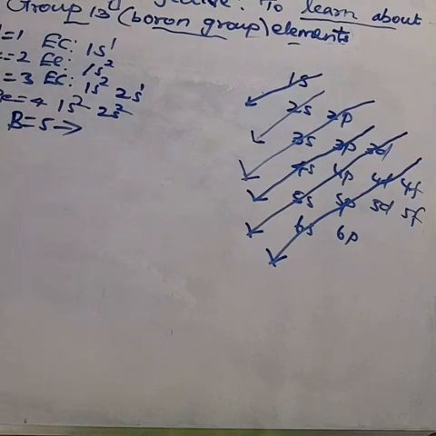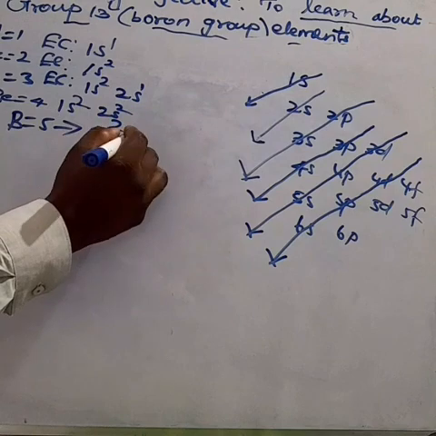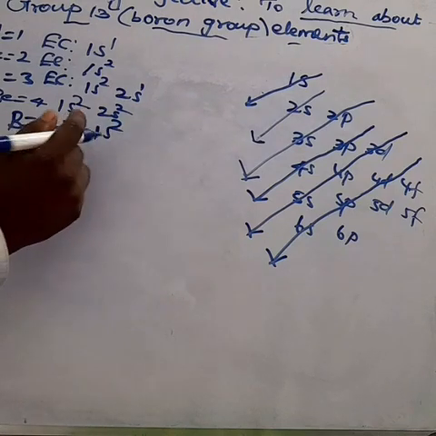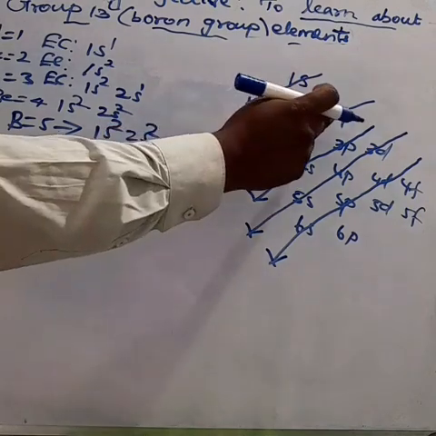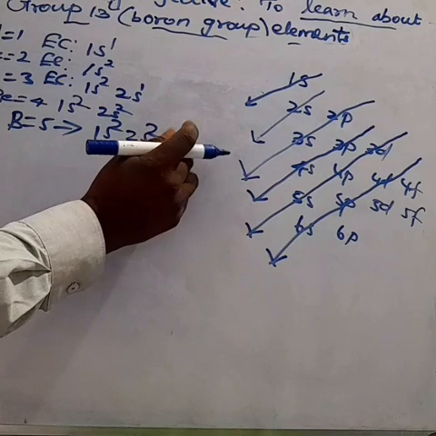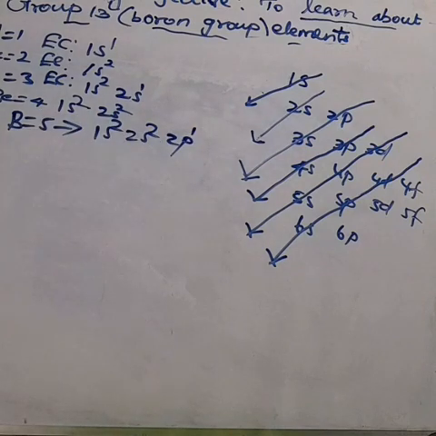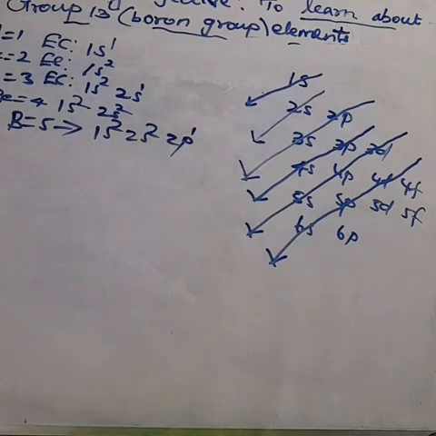Boron, don't forget that the atomic number is 5. Start with 1s2. Second one, 2s2. After finishing 2s, jump to the 2p. Am I right? 2p1. So let's count: 2 plus 2, 4. 4 plus 1, 5. So 5 electrons in boron.